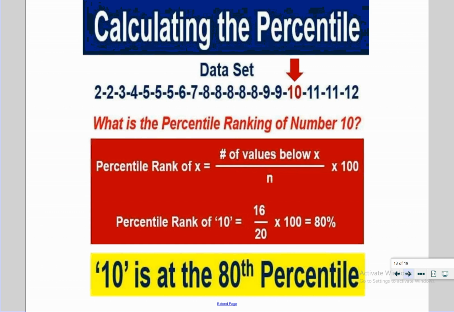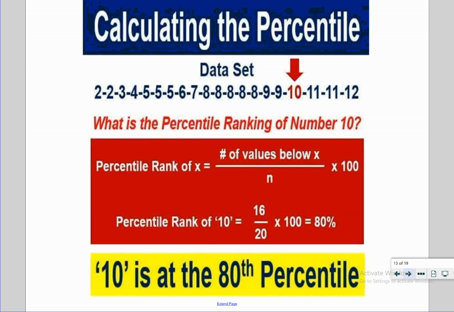Find a data set. Let's say I want to know number 10 is in what percentile of this data set. The first thing I do is count the number of data values that are below that number 10, which here it's 16. They've done that for us already. You divide it by how many data values are total. In this example, there's 20. 16 over 20, if you do that math, is 0.8. Turn it into a percentage, 80%. So that means 10 is in the 80th percentile, which tells us 80% of the data lies below 10.